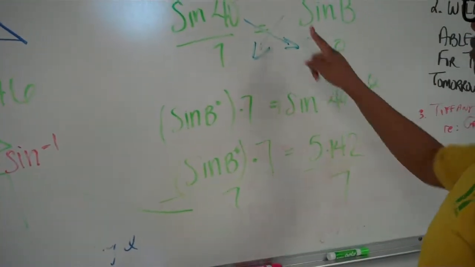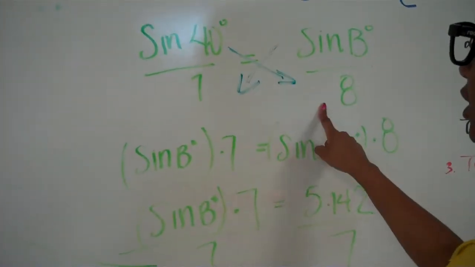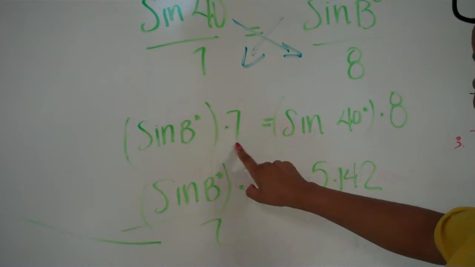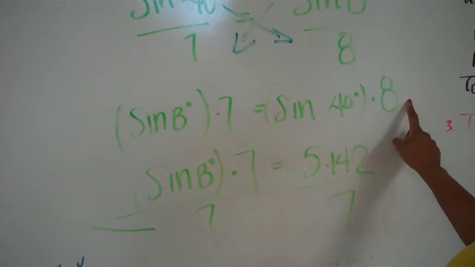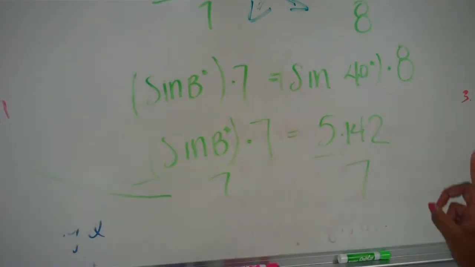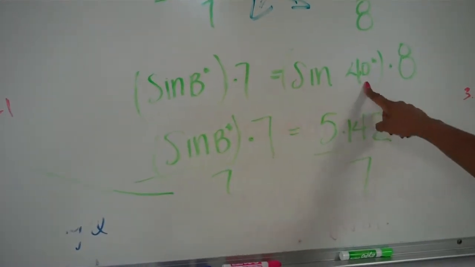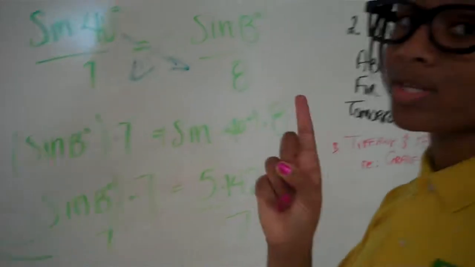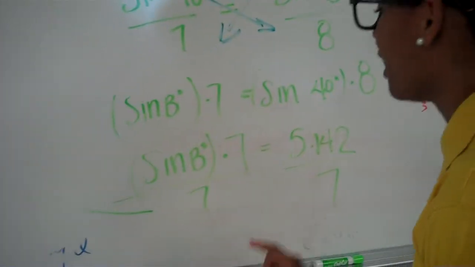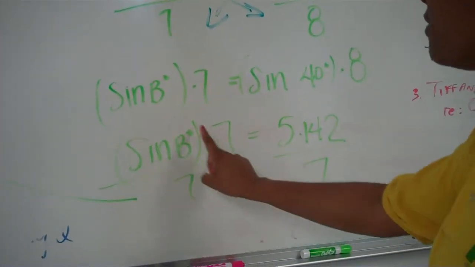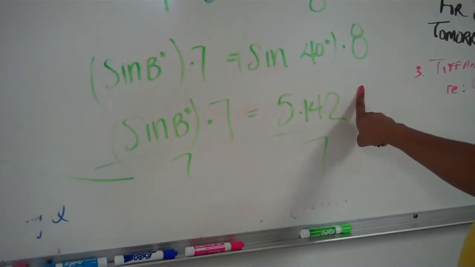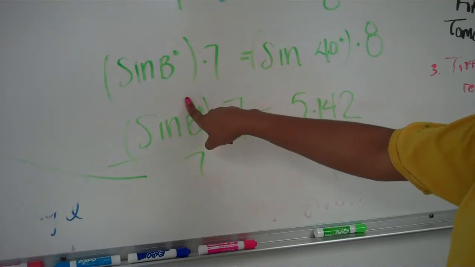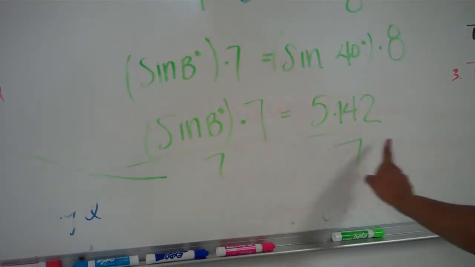So next, you cross multiply and you will get the sine of B times 7 equals the sine of angle 40 times 8. So you take your calculator and do the sine of 40 times 8. Make sure that it's always in degree mode. After that, you would have the sine of B times 7 equals 5.142. Now, you have to get the sine of B by itself. So, you divide by 7 on each side.